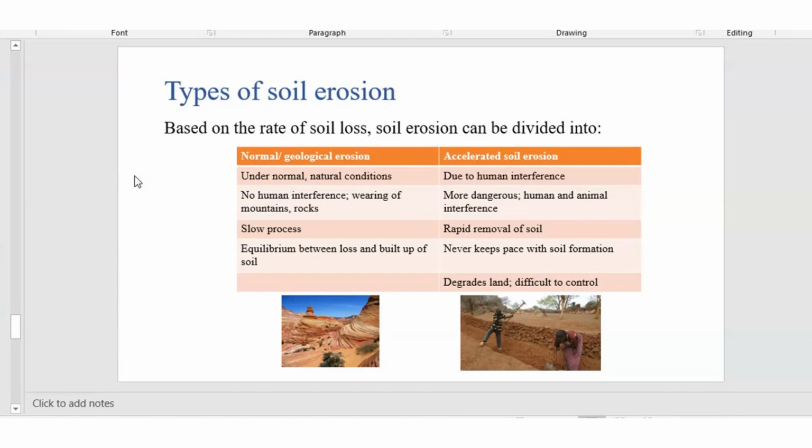So there is, I would say, a sense of disequilibrium because your soil is getting lost and removed very rapidly, and it's not being balanced by formation of new soil. So often accelerated soil erosion, or man-induced soil erosion, is the one which is responsible for land degradation, and it's very difficult to control since it's heavily influenced by human activities. It's heavily influenced by deforestation, urbanization, pollution, industrialization, water logging, excessive irrigation, and human practices. So accelerated soil erosion is almost impossible to control, and it's the one which is responsible for the major degradation of land that we see.